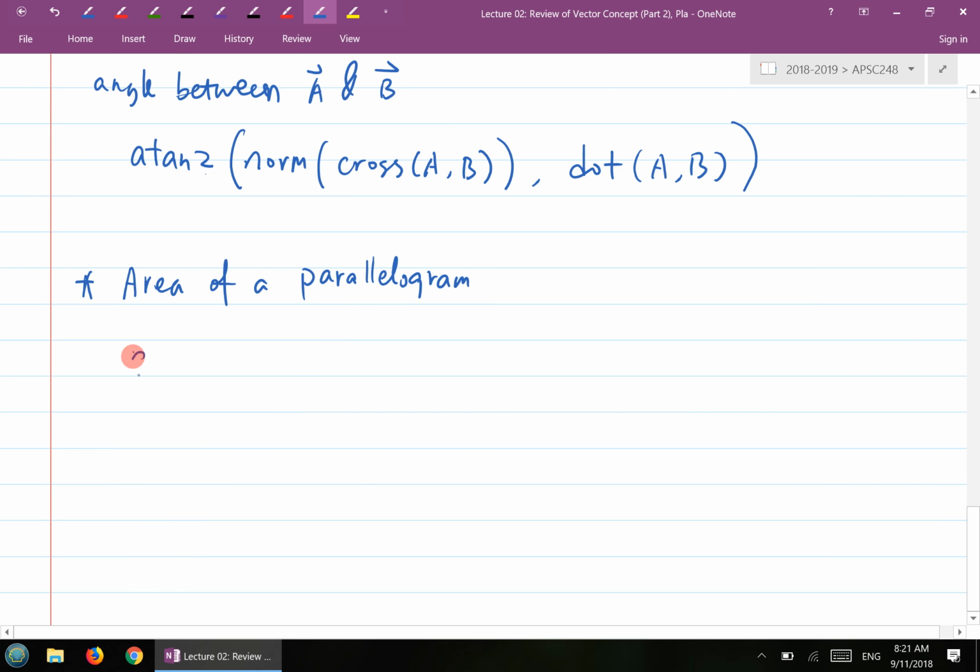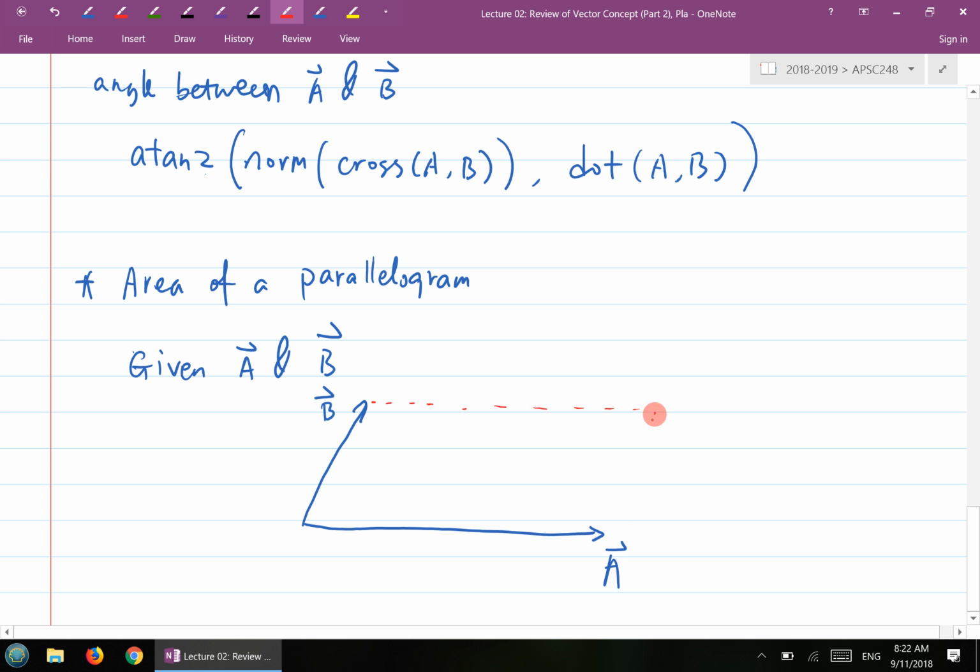Let's say given vectors A and B. I'm going to put A and B together, tail to tail, and then use these two vectors to form a parallelogram. So here is the parallelogram we're forming with these two vectors. So that's the parallelogram. Alright, so then the question here is, what will be the area of the parallelogram?